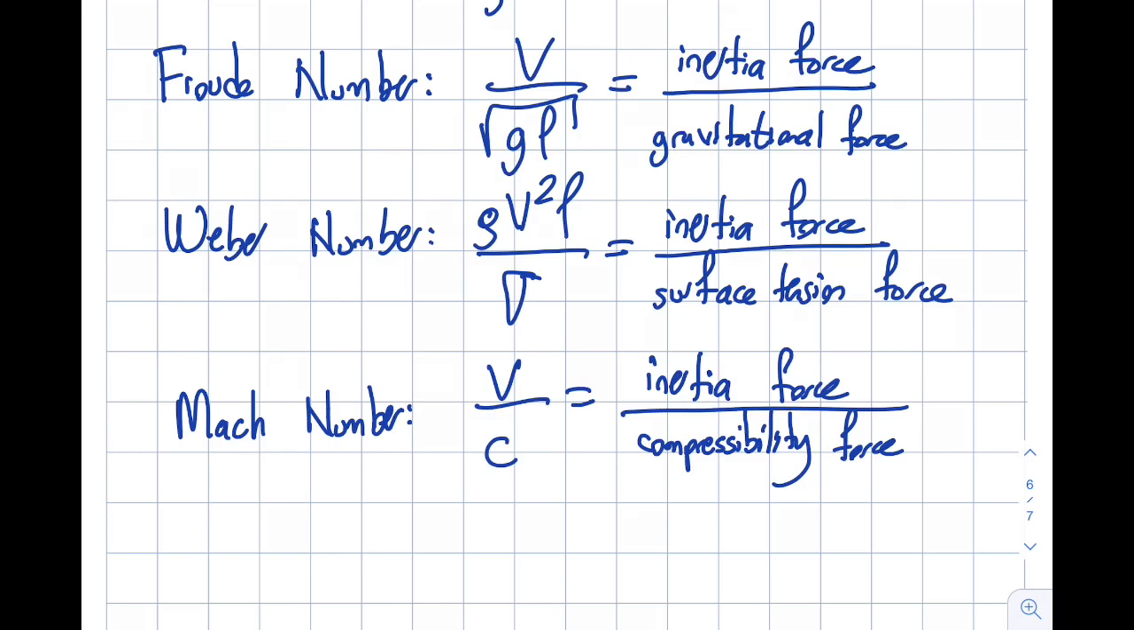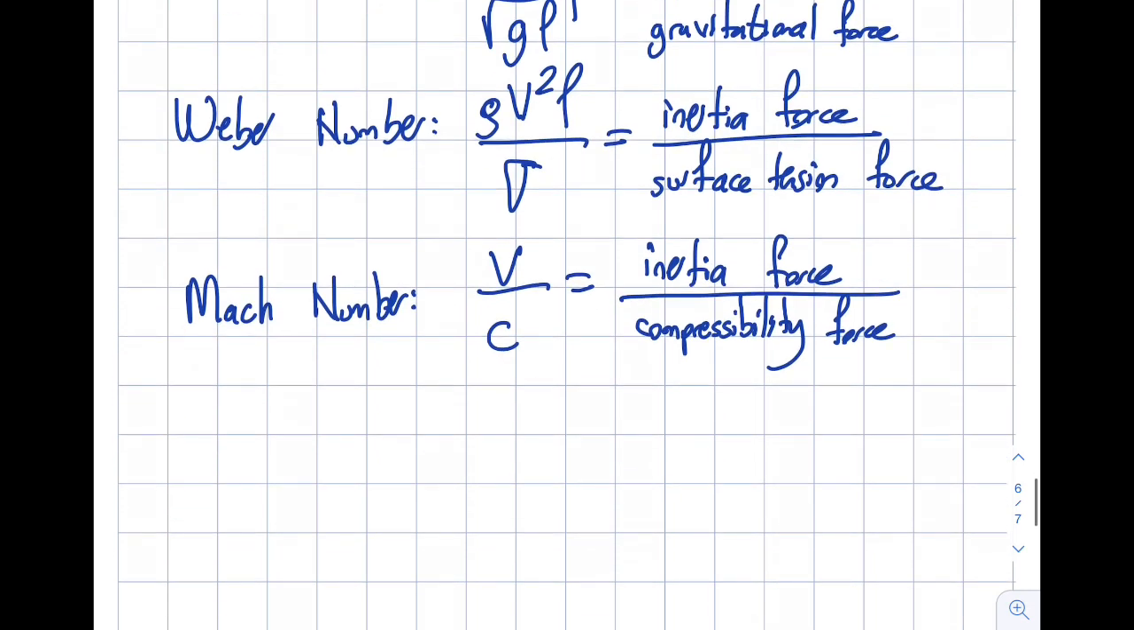Okay, and if the Mach number is less than 1, it means subsonic. When the Mach number is larger than 1, it means supersonic. And you can see that in supersonic flow, the inertial effects will dominate over the compressibility forces.